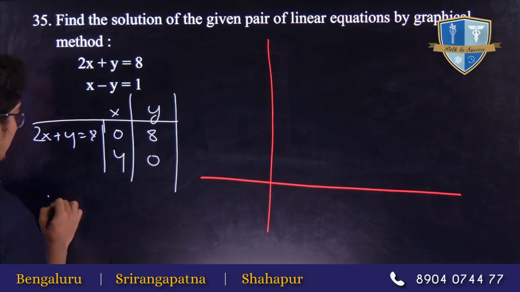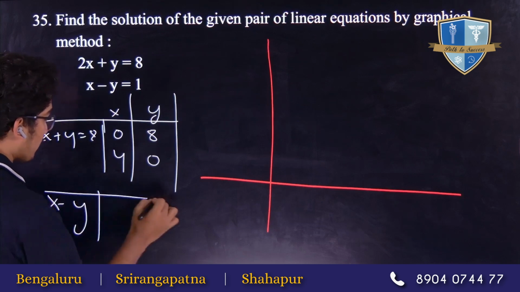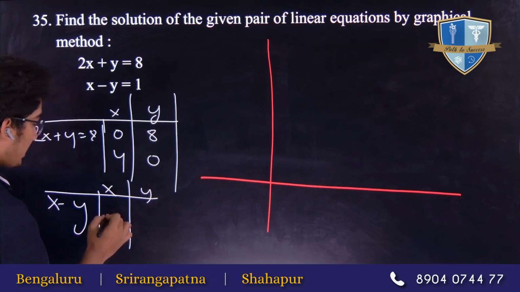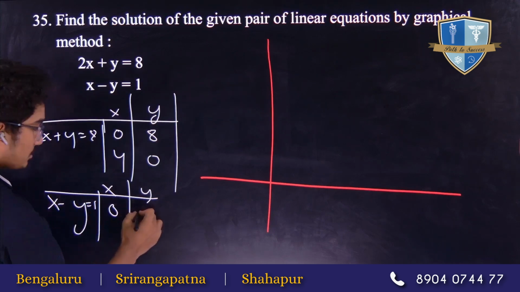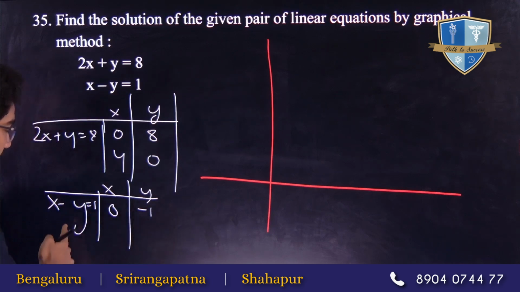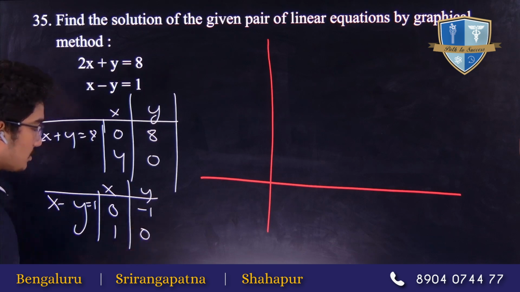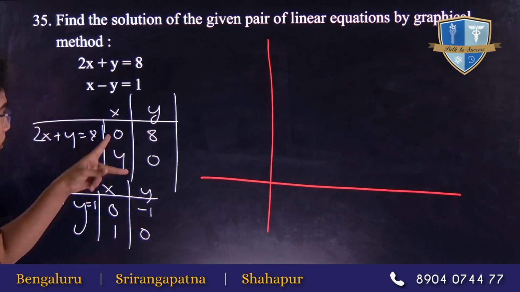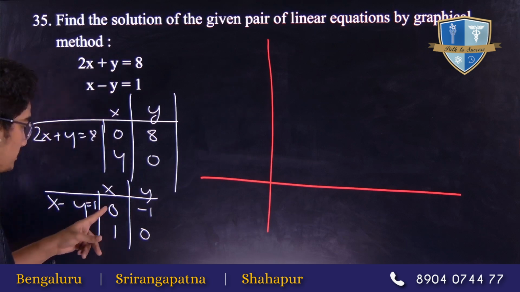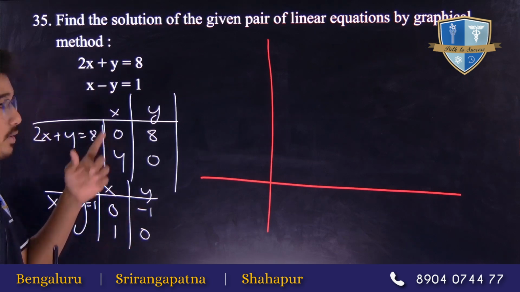Now for the equation x minus y, again when we put x equal to 0, we'll get y equal to minus 1. When we put y equal to 0, we get x equal to 1. So (0, 8) and (4, 0) are the points on this line, and (0, minus 1) and (1, 0) are the points on this line.